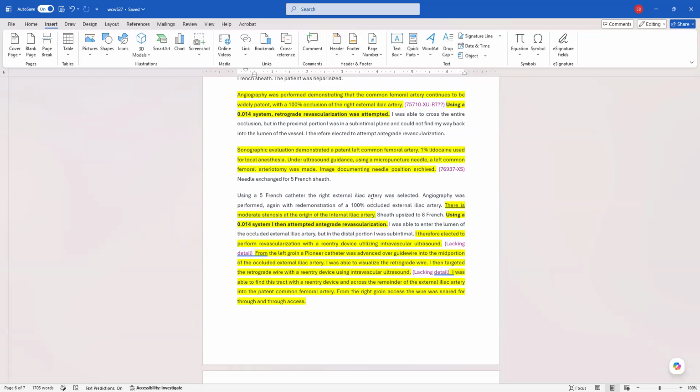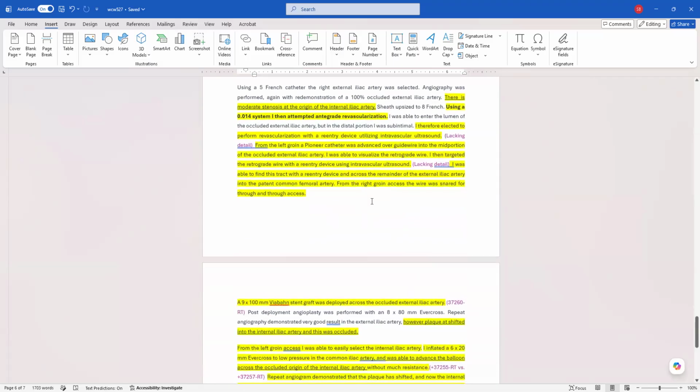And then from there, we see that the physician mentions that a retrograde revascularization was attempted. So we jump down to the next paragraph. Because the retrograde revascularization was attempted and was having some trouble, the physician says, okay, I'm going to gain a second access at that left common femoral artery. And there again, we have our ultrasound guidance code supported, 76937. Again, I've used XS on that, but it could be a 59 modifier or other modifier, depending upon your payer.